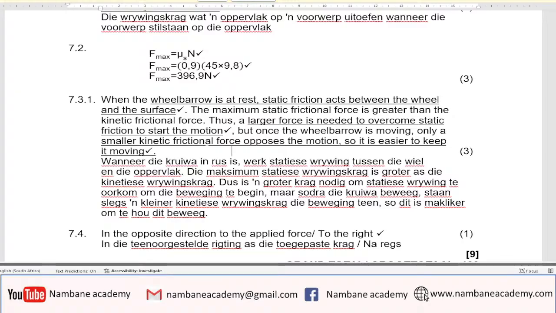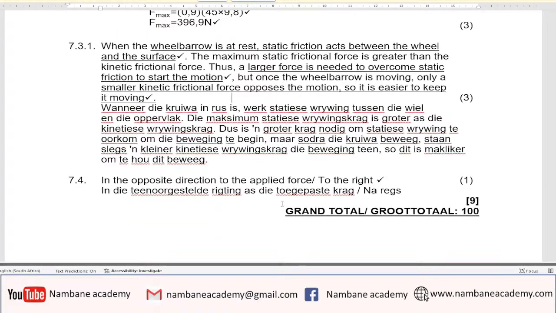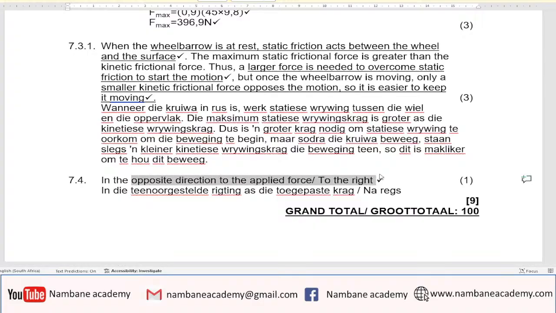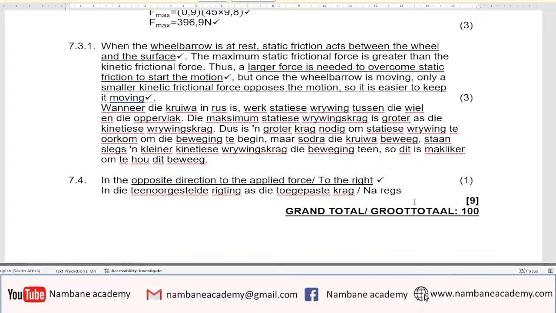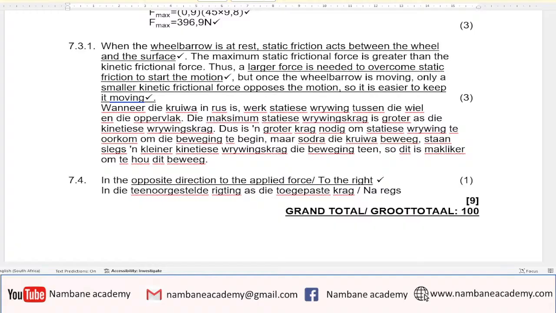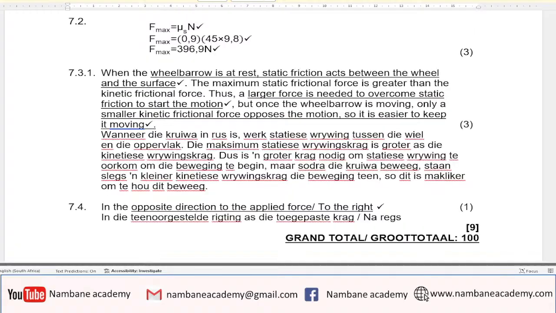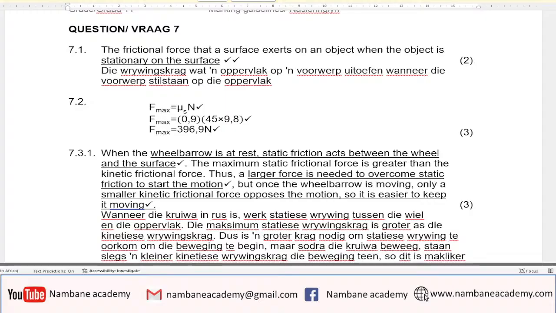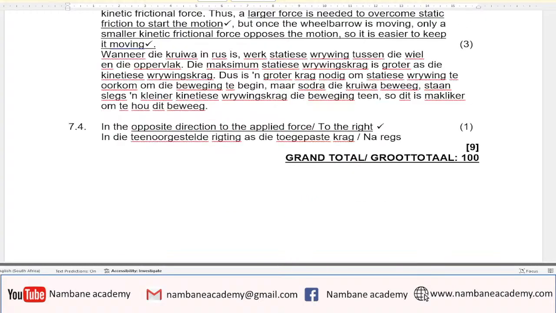7.4, what is the direction of the static frictional force acting on the wheelbarrow before it starts moving? It is in the opposite direction to the applied force, or they can write to the right. And that is giving us a grand total of 100, bringing us to the end of the question paper.